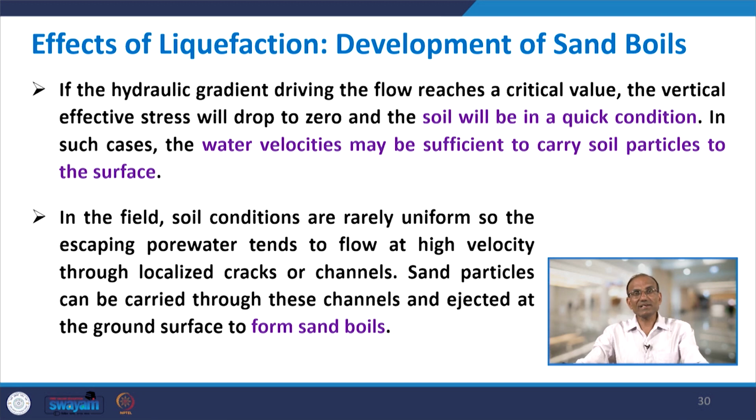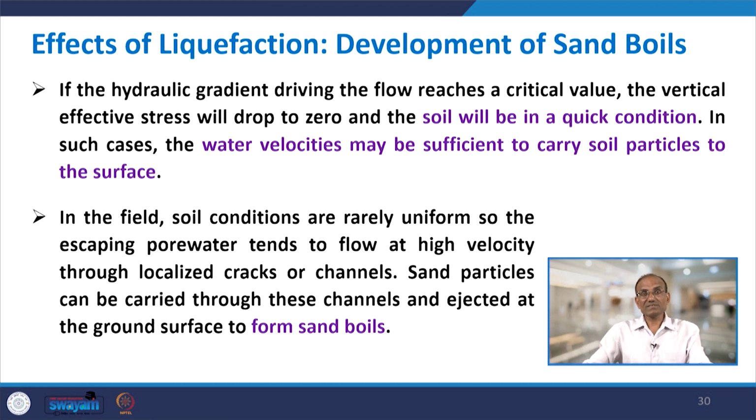If the hydraulic gradient driving the flow reaches a critical value, the vertical effective stress will drop to 0 and the soil will be in a quick condition. In such cases, the water velocities may be sufficient to carry soil particles to the surface. So, what happens when there is a flow of water from downward to upward in liquefaction? If the flow is large, it will carry some soil particles along with it.